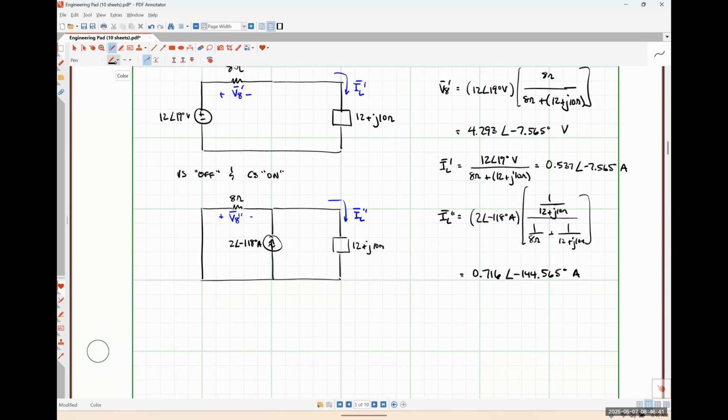You did not. Perhaps I typed something in wrong. Let me give it another whirl. 2 angle negative 118, 1 over 12 plus 10i, 1 over 8 plus 1 over 12 plus 10i. Back error, damn it.